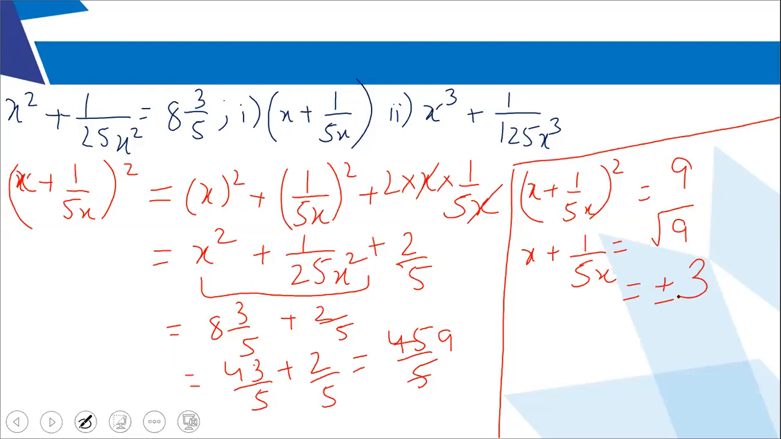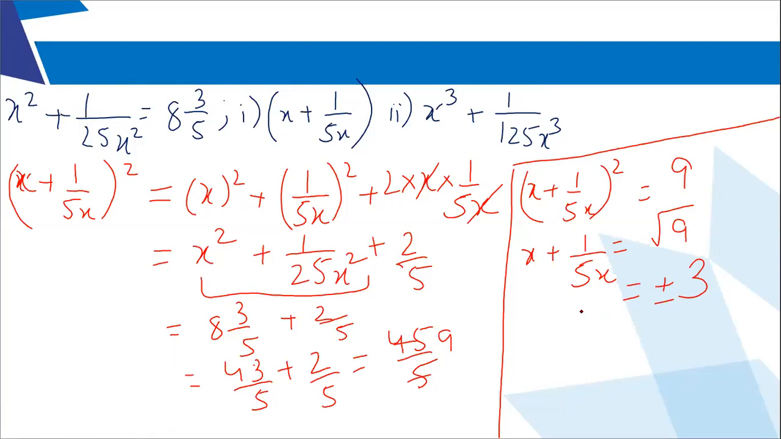Ma'am, second part done. Next part also you have done. What is the answer? Plus or minus 126 upon 5. I'm not able to hear you, Rohan. You're breaking up. He's telling plus or minus 126 by 5.